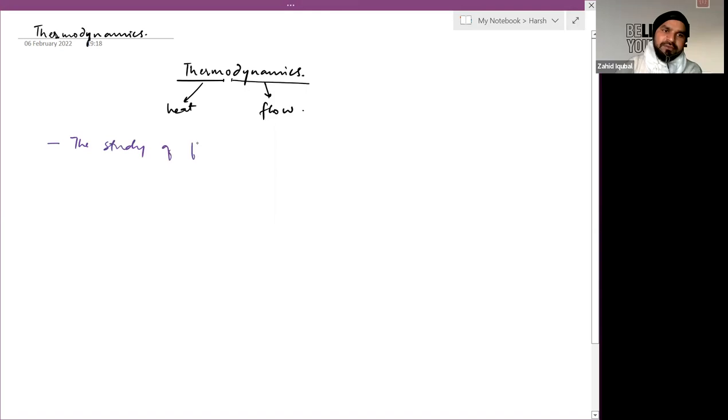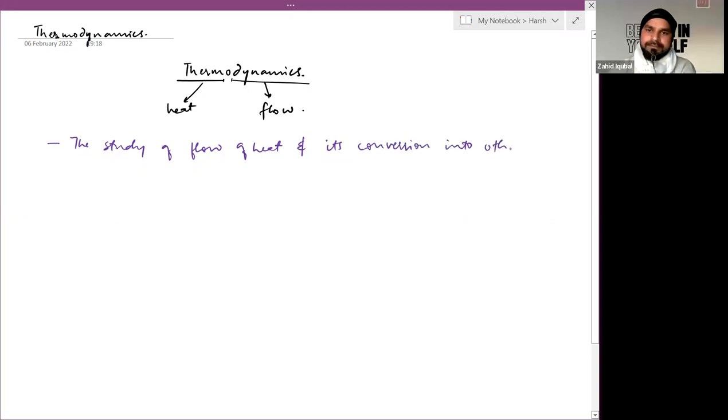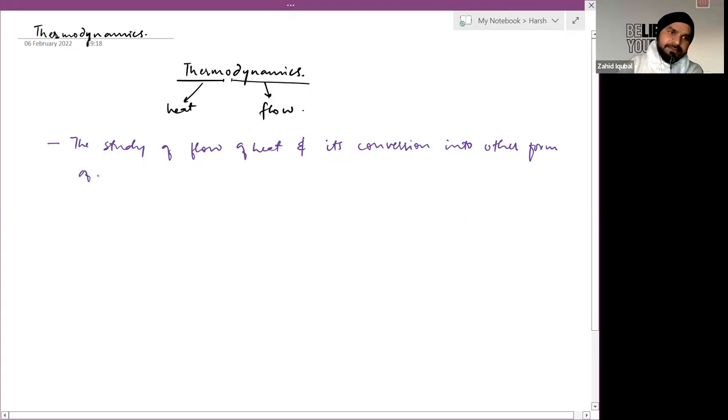So we can say this is the study of flow of heat and its conversion into other forms of energy such as mechanical energy, electrical energy, and so on.